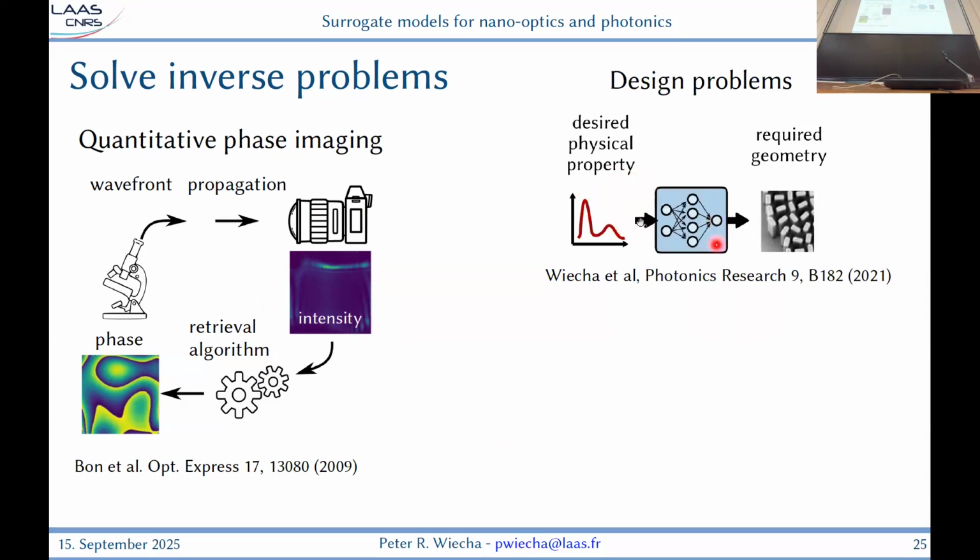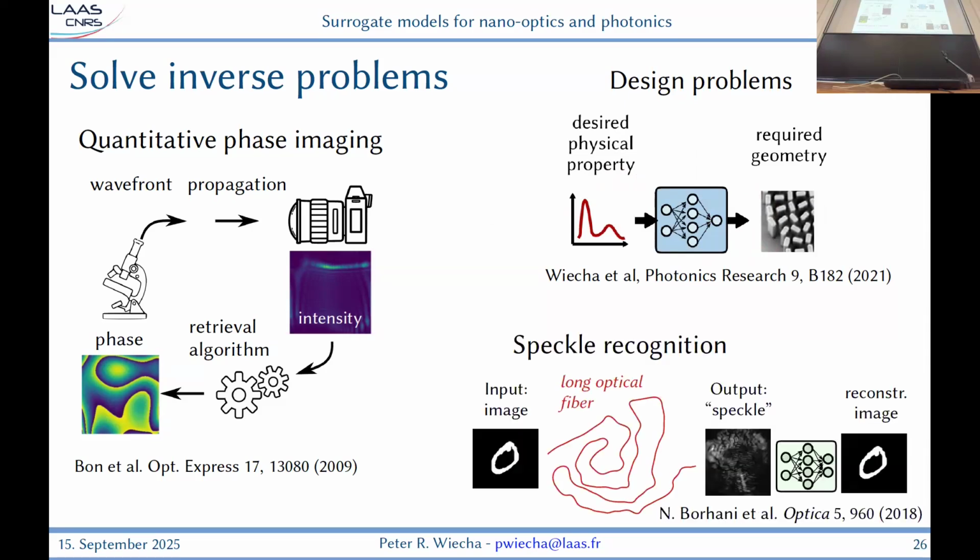Then there's what I'm going to talk about now, design problems. For example, we want an optical response of some metasurface, and then the question is, how do we need to design our metasurface to obtain these optical properties? Another example in optics would be speckle recognition. There's this funny paper here where they managed, with a deep learning neural network, to reconstruct the input image that has been transformed into a speckle through a long optical fiber. It's a fiber in the body, and you may want to reconstruct the image at the end of the fiber. So this is also an example of an inverse problem.